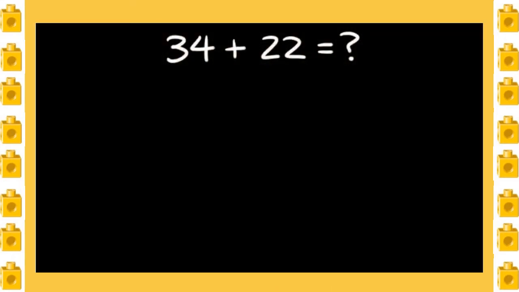So let's take a problem like this. 34 plus 22 equals something. Well, we're going to take the smaller addend, that's the 22, and we're going to ask the important question. How many tens are in 22? And we know that there are two tens, so we're going to write both of them down here. And what's left over? Just a 2.